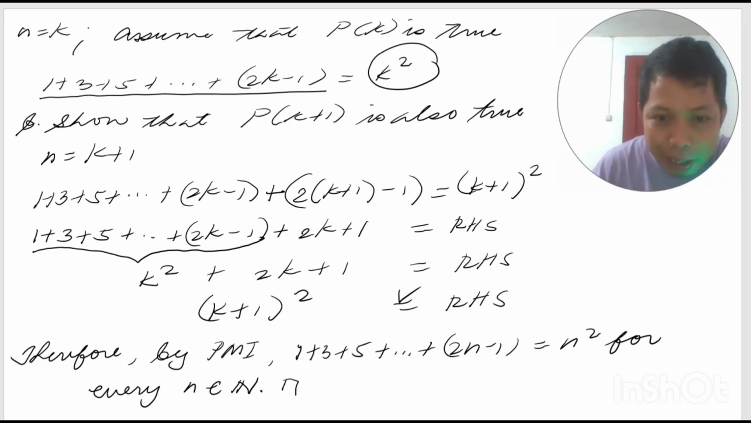Don't forget to include a shaded square. The shaded square means the end of the proof.